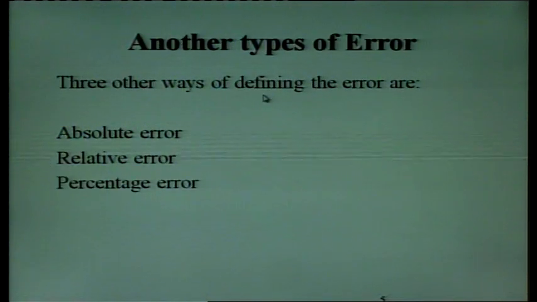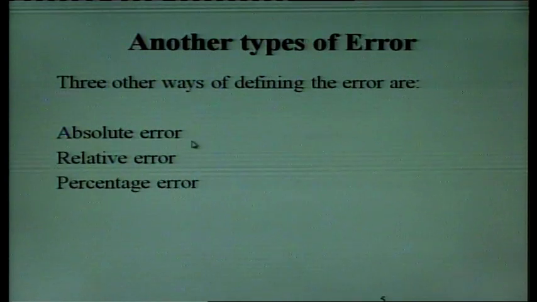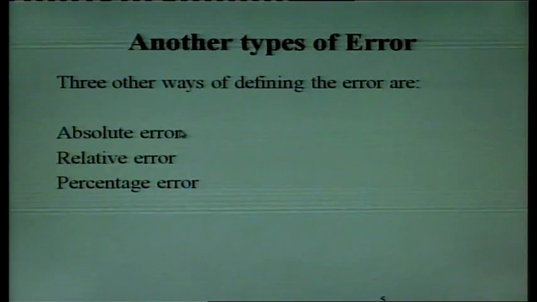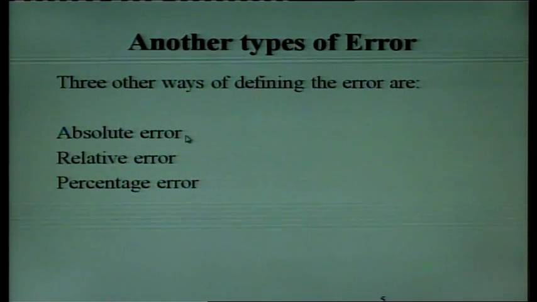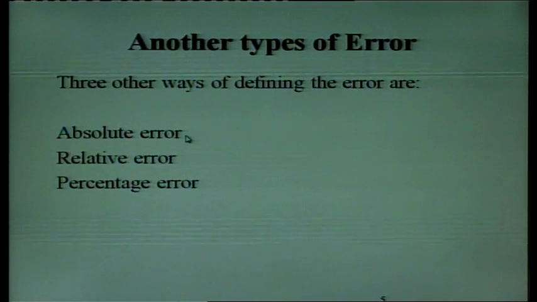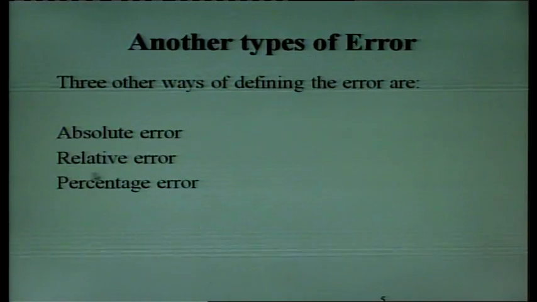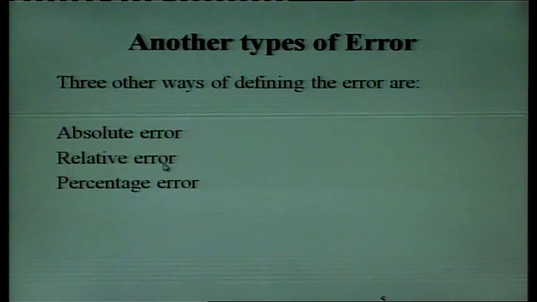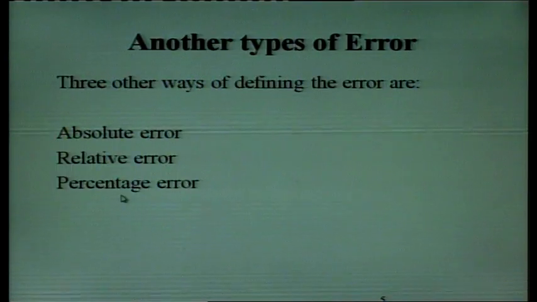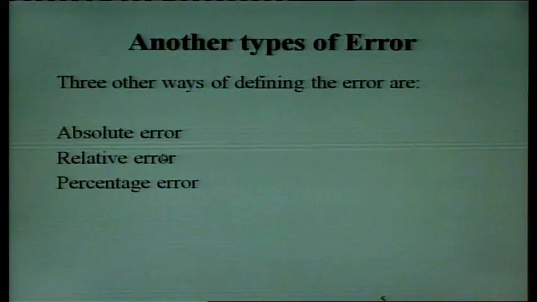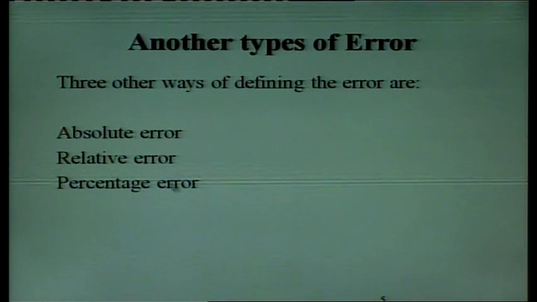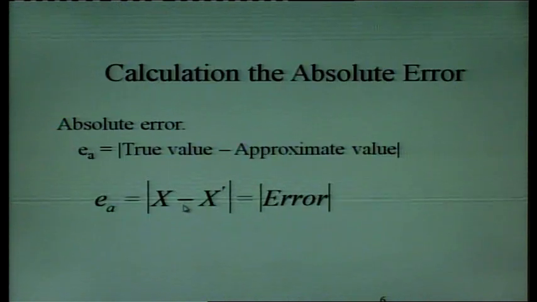Next are different types of error: absolute error, relative error and percentage error. Absolute error is the error in each measurement. Relative error is with respect to absolute error and mean error, while the percentage error is simply the relative error multiplied by 100.